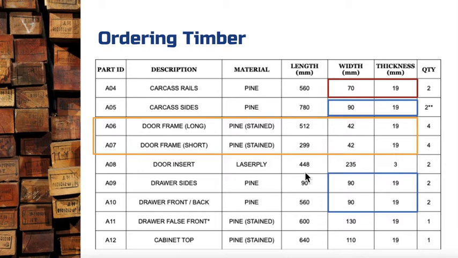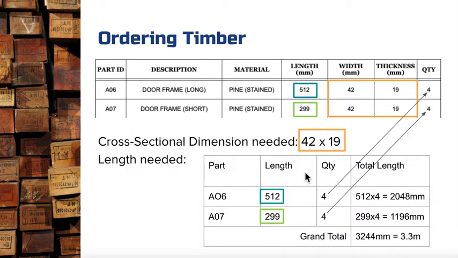Okay, so I'll show you this process with the 42 by 19. Firstly, I say this is 42 by 19 dimensional lumber. So that's what I'm going to be ordering. And then I need to work out the lengths. This is where I add the length of one piece and I multiply it by the quantity of that piece that are needed.